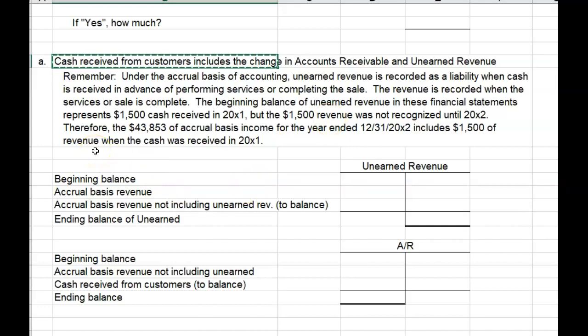Therefore, the $43,853 of accrual basis income for the year ended 20X2 includes $1,500 of revenue, but the cash was not received in 20X2, it had been received in the prior year, 20X1. So let's drop some numbers in our unearned revenue T account, and we will use the results of this T account to complete our accounts receivable T account. Don't get frustrated. Follow along with me.